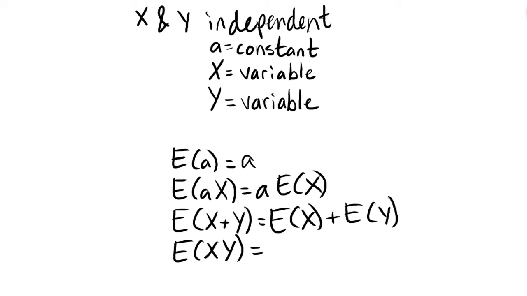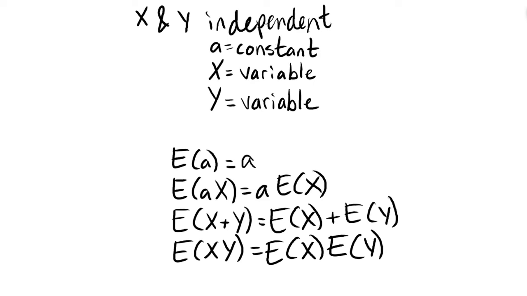Meaning that they don't bother each other. Let's say we throw a dice and we toss a coin. Will the coin flip determine anything about the dice roll? No. They don't do anything to each other, meaning they are independent. What one does doesn't affect the other one. And if that is true, then we have that the expected value of x times y is expected value of x times expected value of y.